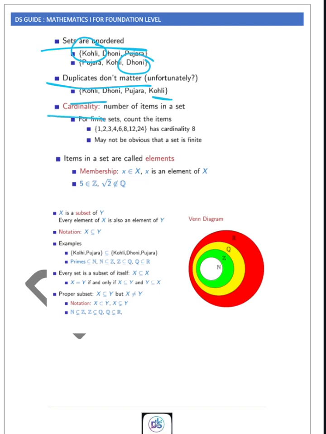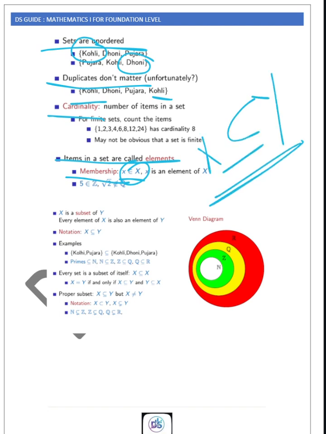Next we have cardinality. This is a new term. It means the number of items present in the set. Okay, and it is only defined for finite sets, which is very obvious. Next we have, yes, items in a set are known as elements. Okay. Membership. If I am saying that small x belongs to capital X, that means my small x is an element of capital X. Next we have subset. Subset is denoted by this symbol. If I am saying that x is a subset of y, that means every element of x is also an element of y.